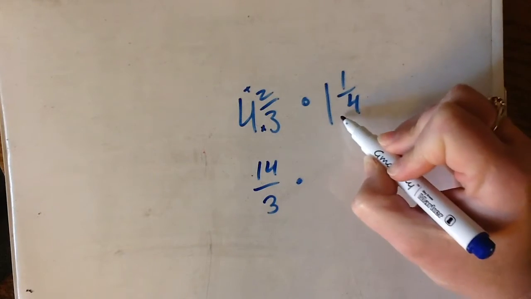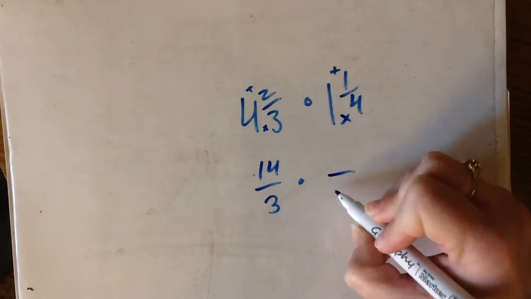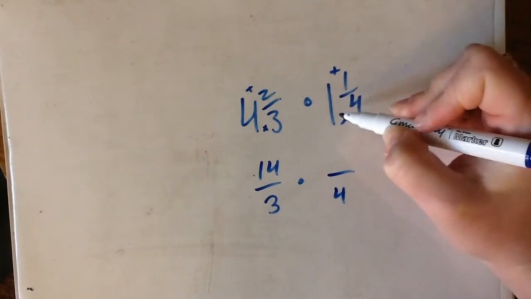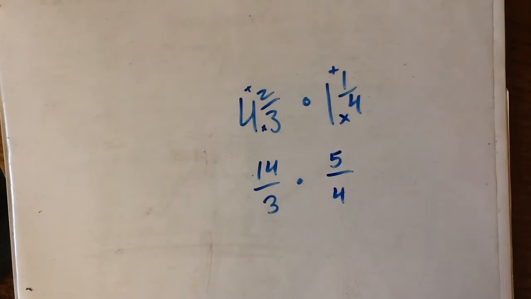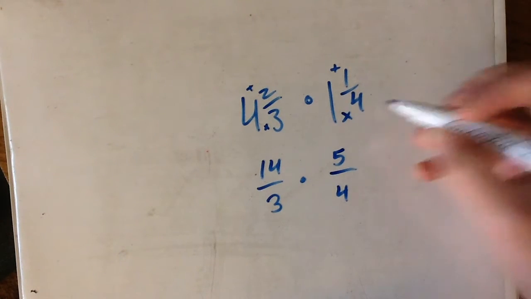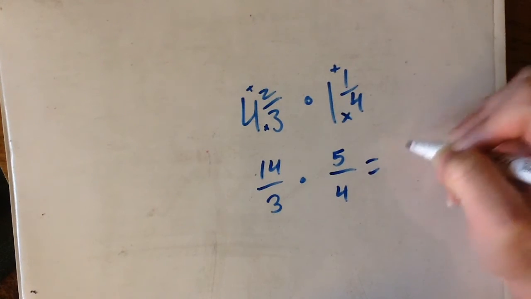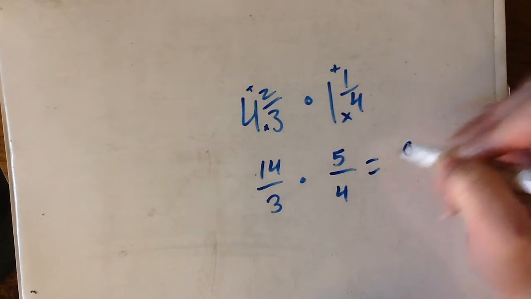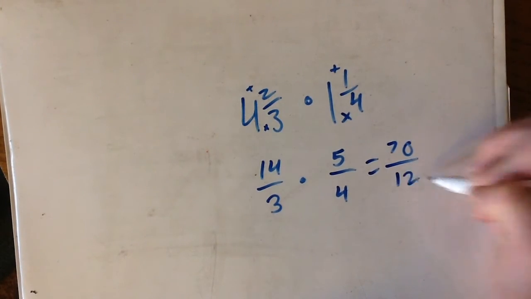Same thing with this one. We'll multiply by the 4, then add the 1. The denominator stays the same, but really what we're doing is this 1 is 4 over 4, so we're adding that in. Now that we have it this way, we can multiply across the top and across the bottom. So 14 times 5, 4 times 5 is 20, so that would be 70, and then 3 times 4 is 12.